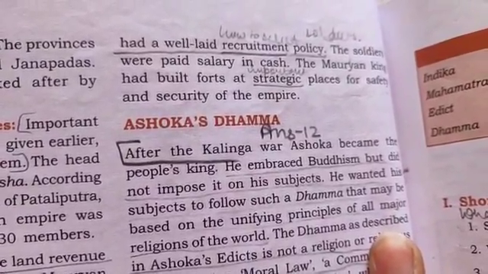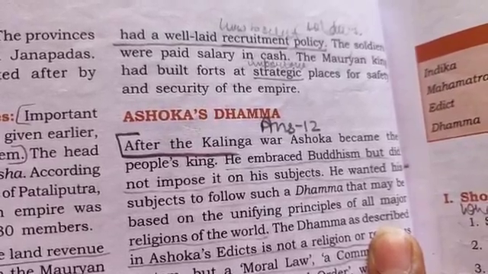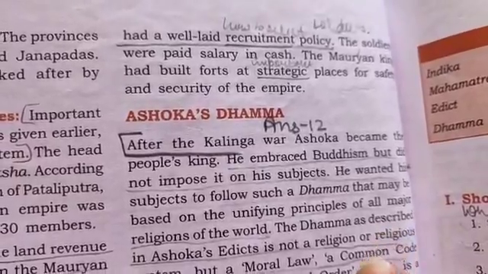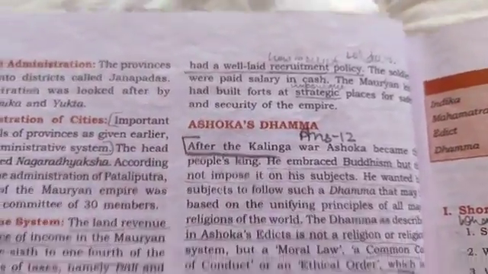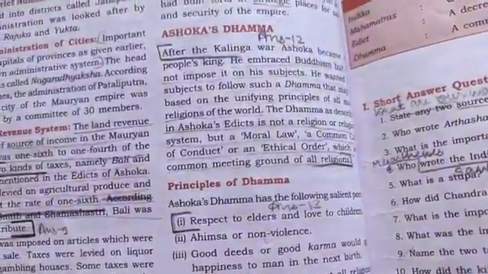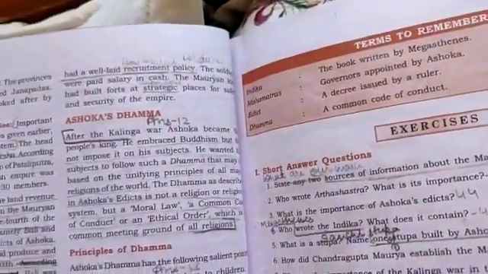The soldiers were paid salary in cash. The Mauryan king had built forts at strategic places for safety and security of the empire. Strategic is important. Now in this video we'll end here only, and in the next video we'll start with Ashok's Dhamma, which are a common code of conduct.